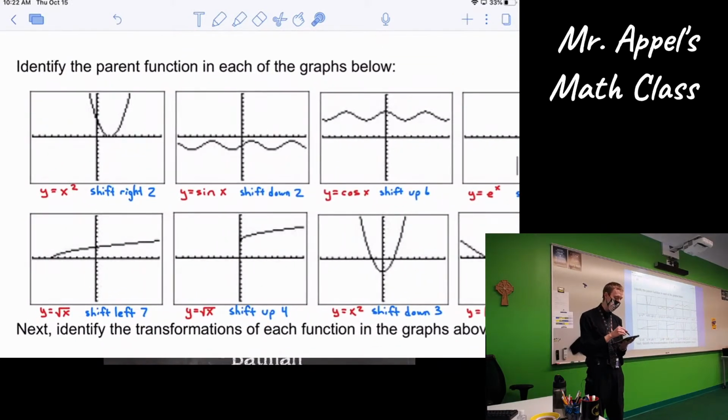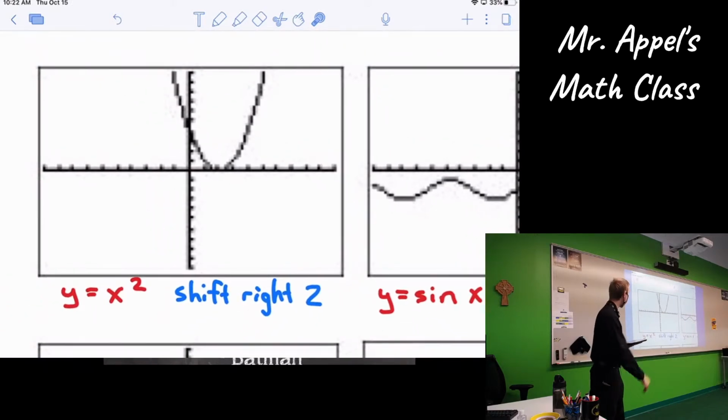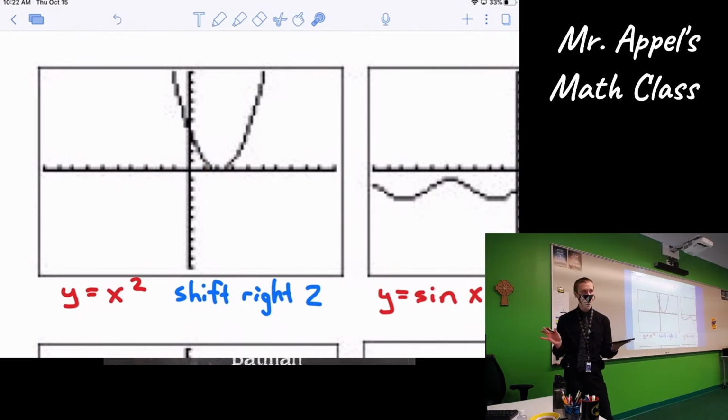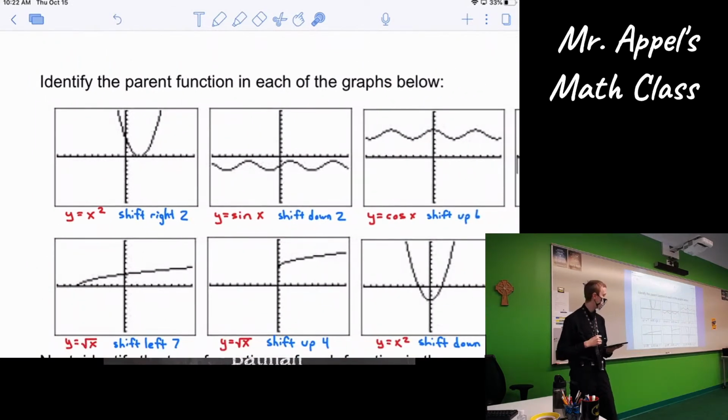All right, so first was identify the parent, and then identify what transformation this one had. So this is an x squared function. It's been shifted to the right about 2 units. You really got to zoom in on here, and I apologize for that. If your count is a little bit off, because it's very teeny tiny bits on there, totally accept that. But it is shifted to the right something. We can at least agree on that part. So your number here does not need to be as precise.